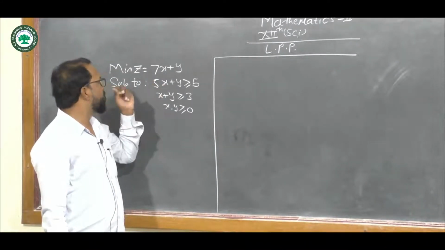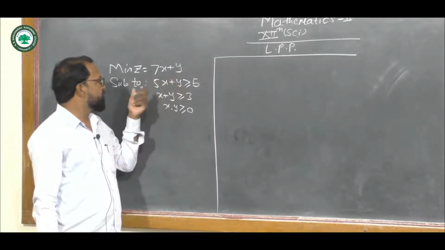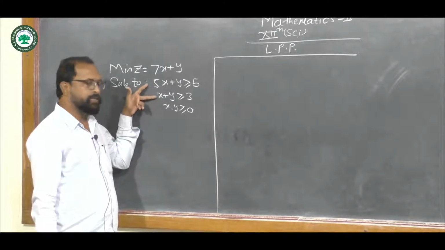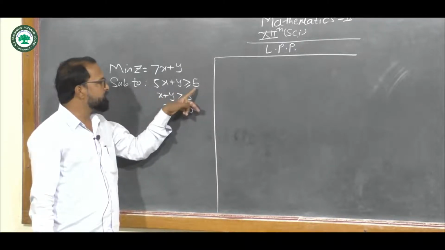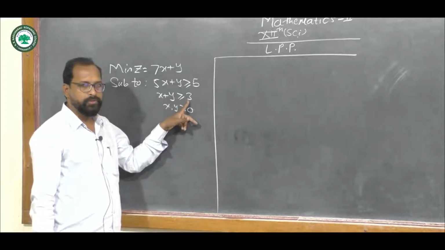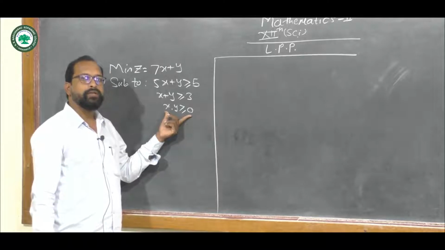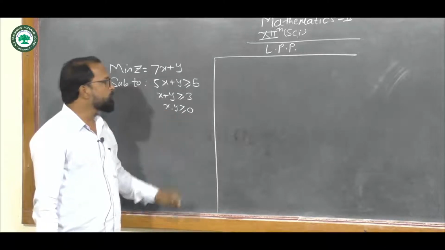Now we consider a problem: minimize z equals 7x plus y subject to two constraints: 5x plus y is greater than or equal to 5, and x plus y is greater than or equal to 3, and the non-negative constraint, that is x, y is greater than or equal to 0.